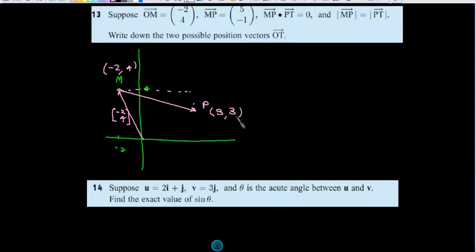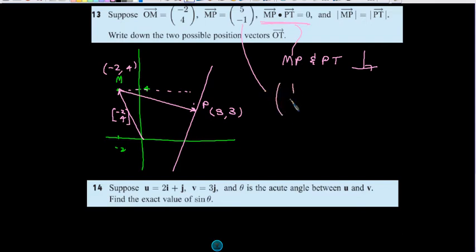Now, MP. So here's M to P. And PT. So PT is somewhere along here because, as you just said, that means that MP and PT are perpendicular. Yes? And they are equal in length. PT has to be perpendicular to MP. So what is a perpendicular to this?